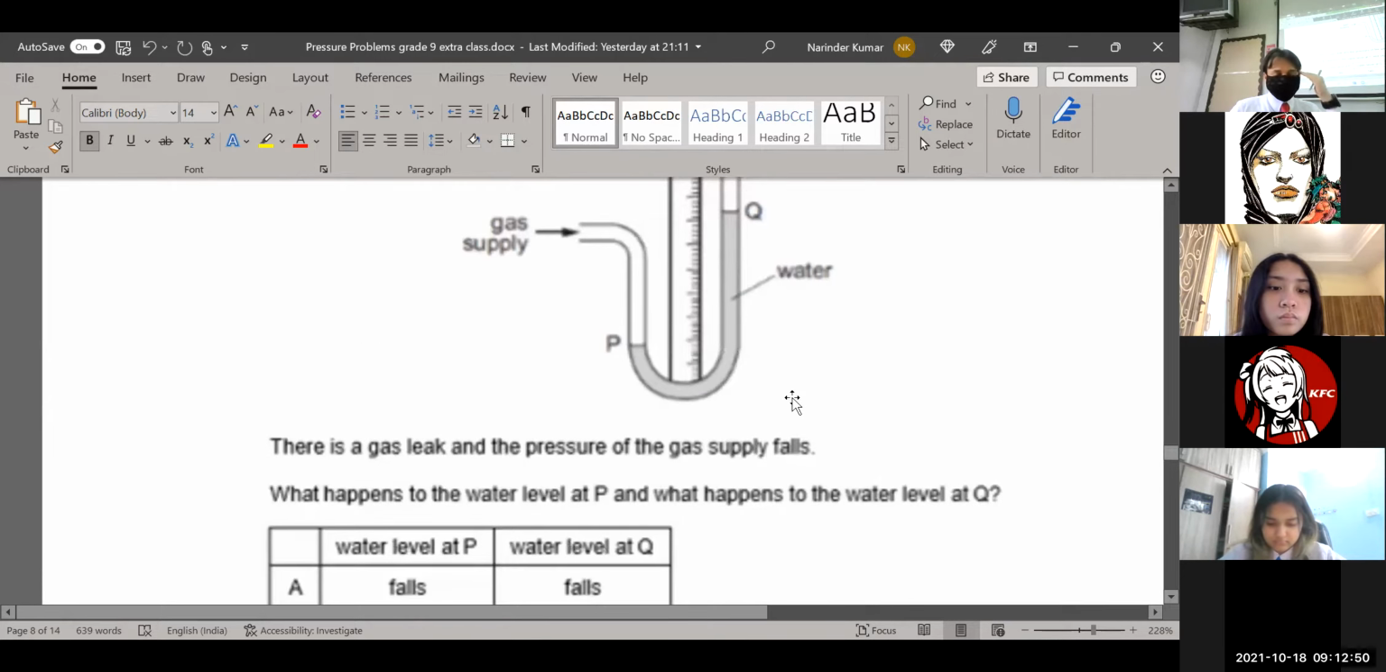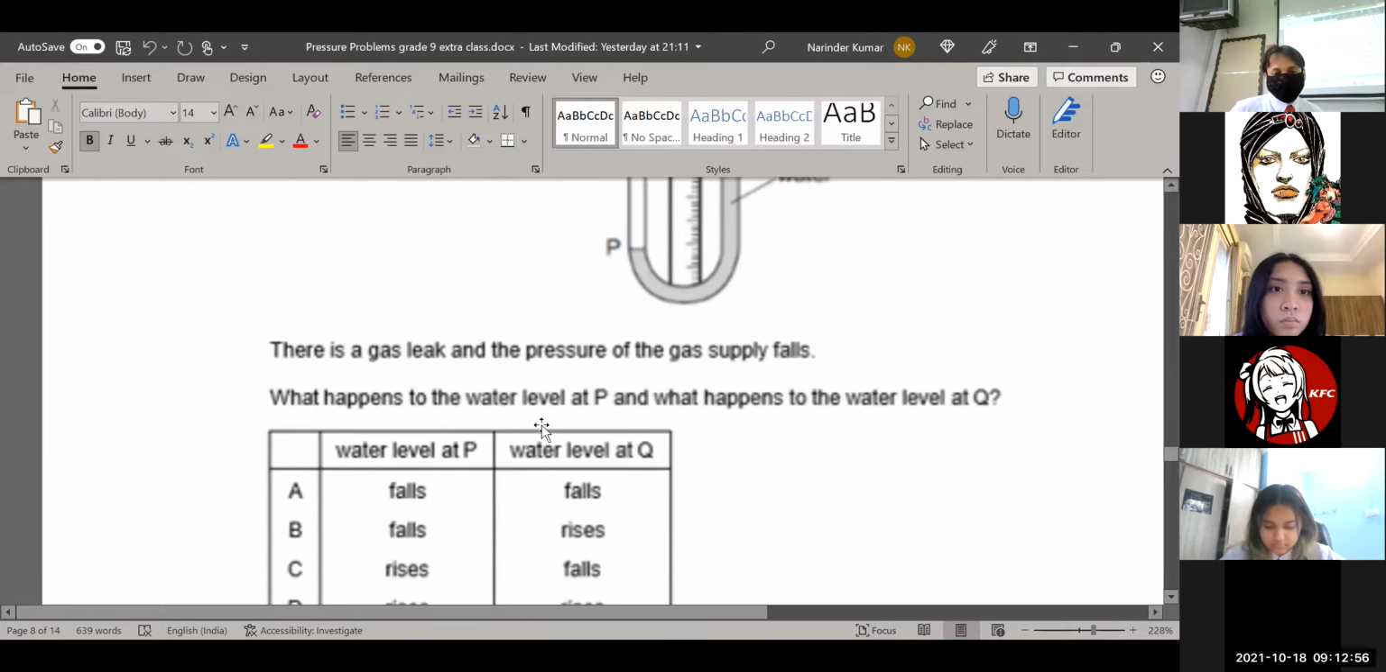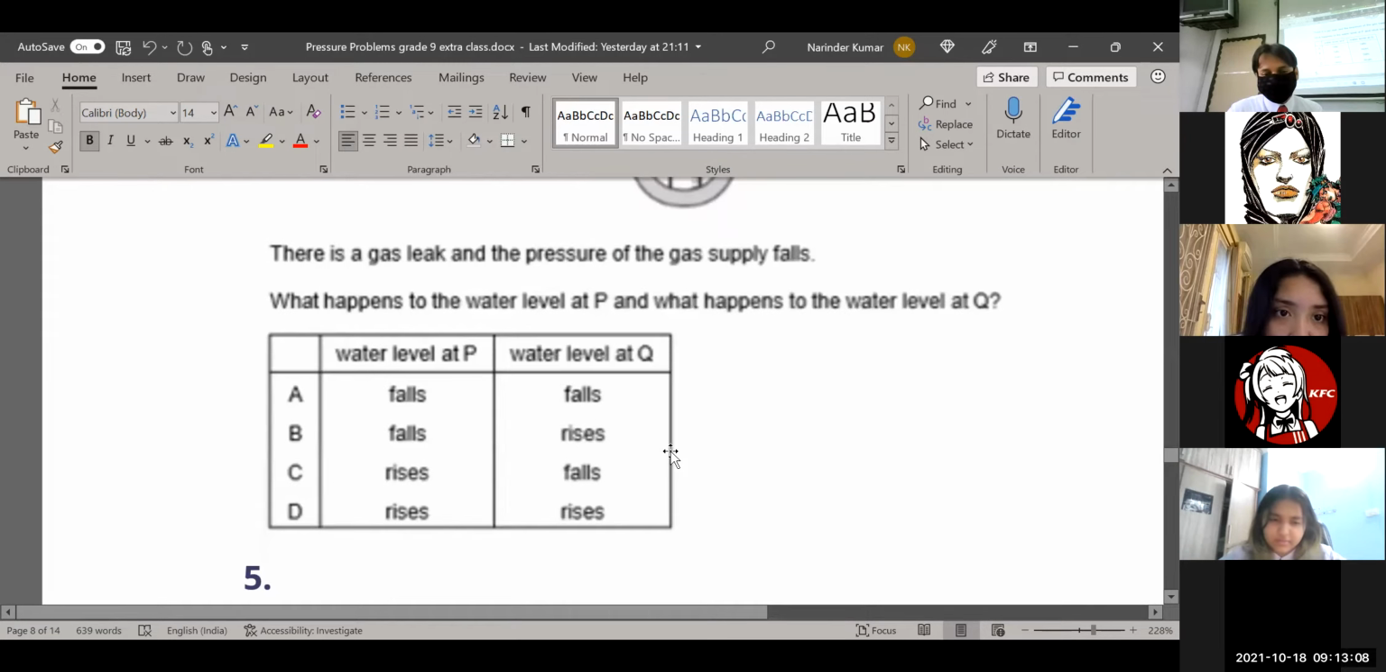Sorry, it's not that the gas is leaking. Okay, there is a leak in the gas, and the pressure of the gas supply falls. What happens to the water level at P? What happens, children, if the gas starts leaking from the container? Sneha, the gas pressure goes down and then the water at point P rises while Q falls. Okay, I got your point, Sneha.